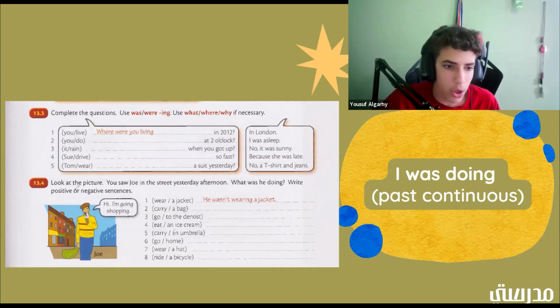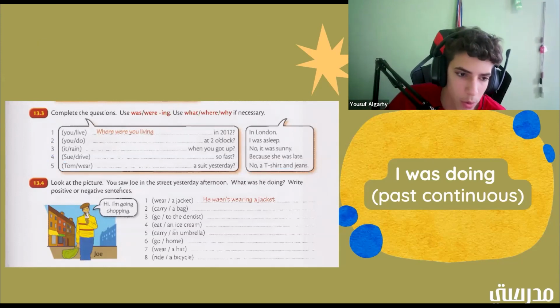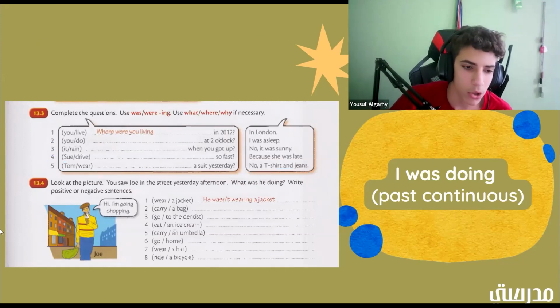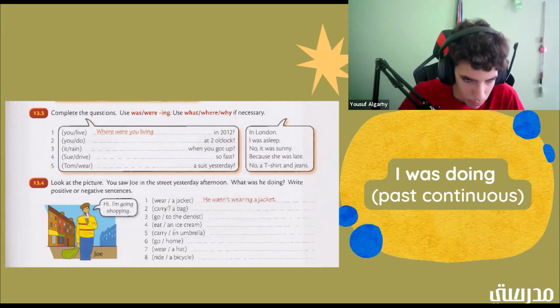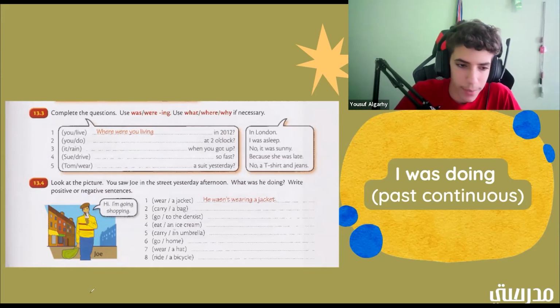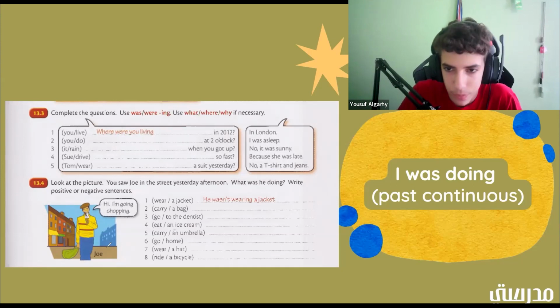So now we have look at the picture. We saw Joe in the street this afternoon. So this is Joe. What was he doing? Write positive or negative sentences. So for the first one, we have wear a jacket. So if we look at Joe, Joe is not wearing a jacket. So he wasn't wearing a jacket. Now let me ask you, carry a bag. Is Joe carrying a bag? Does he have a bag in his hands?